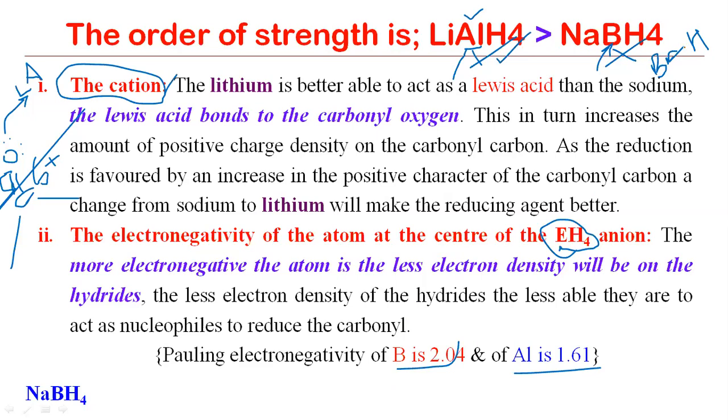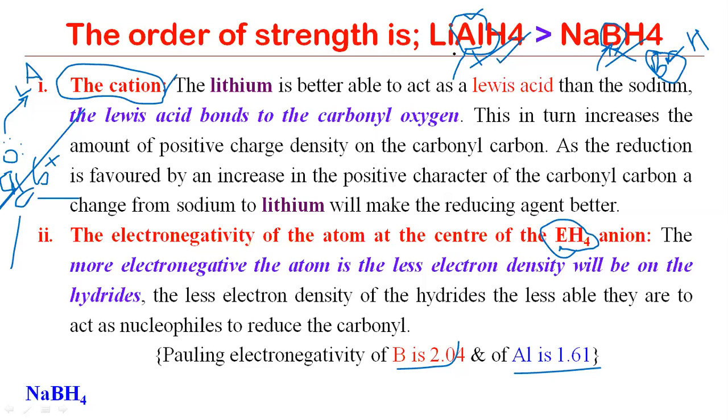So transfer of hydride cannot take place easily from this bond because of the higher electronegativity of boron as compared to aluminum. So these are the two reasons. First one is the size of the cation. Of course, both the reasons are directly related with the central metal ion in LiAlH4, and here the central metal ion in case of sodium borohydride.